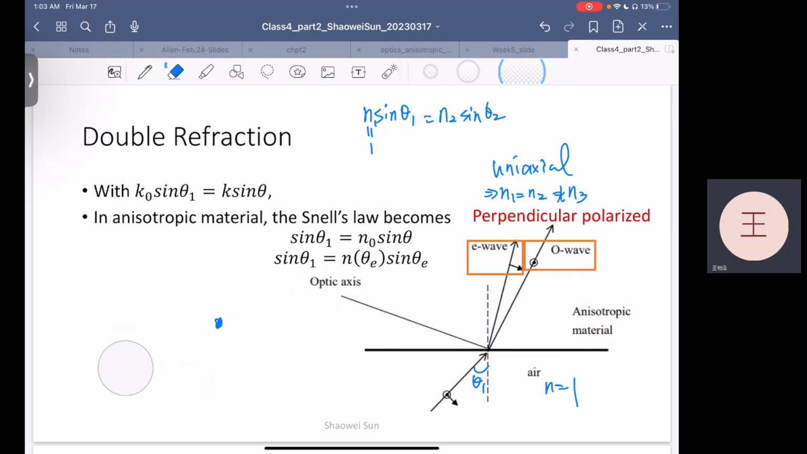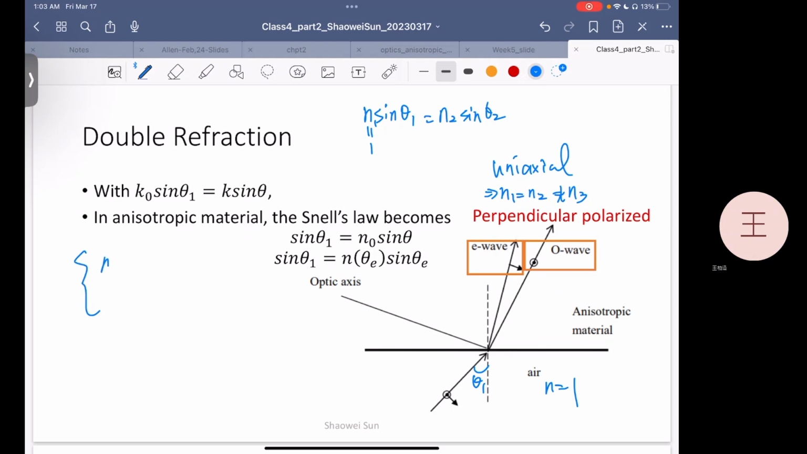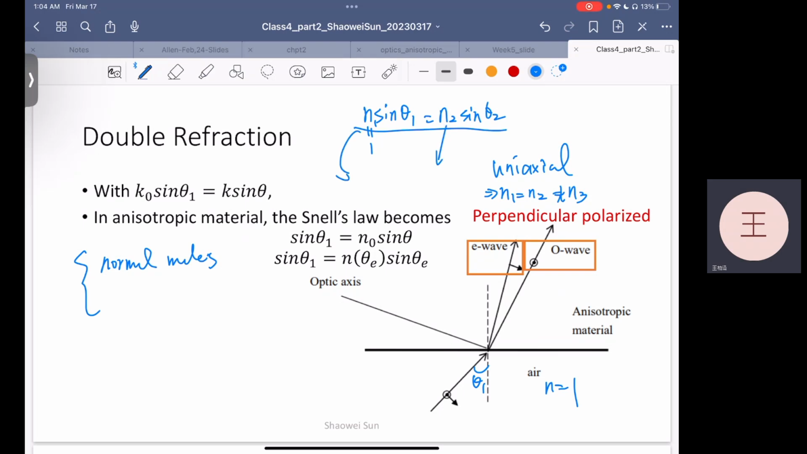So back to our Snell's law. Since we have two different normal modes corresponding to two refractive indices, Snell's law remains the same, but we would plug in two different values for the refractive index here, and each corresponds with a different theta, a different angle.